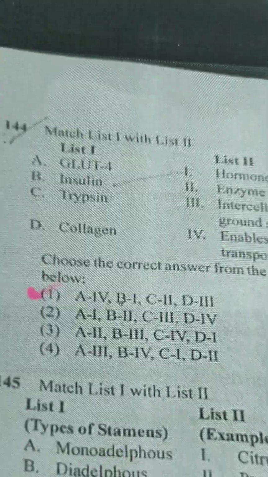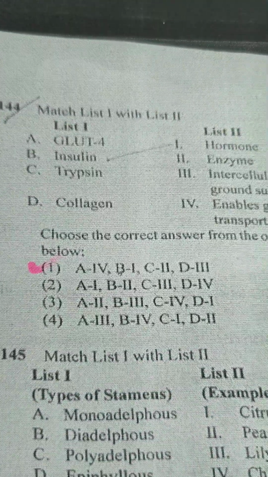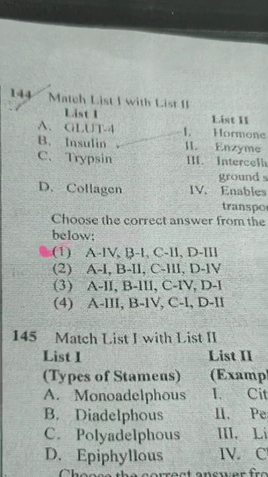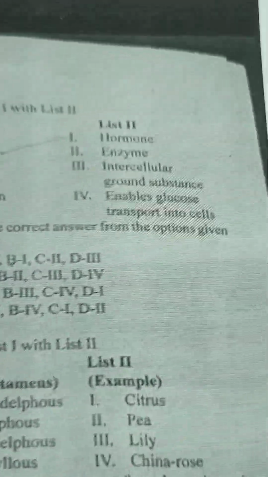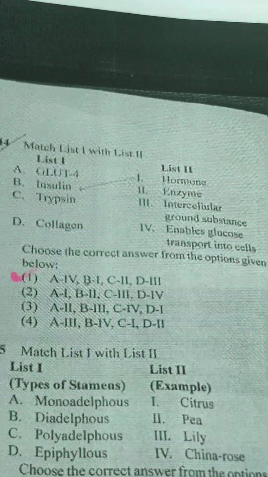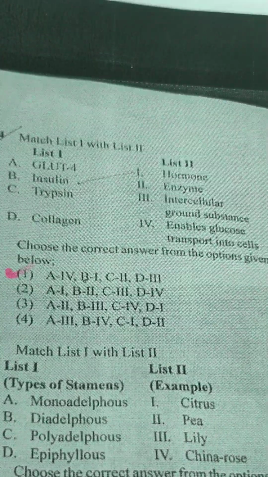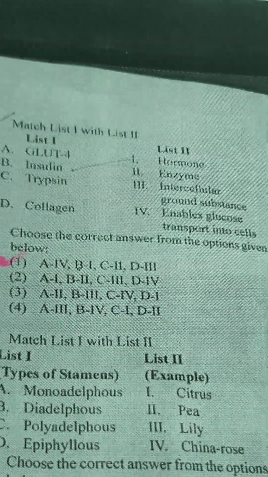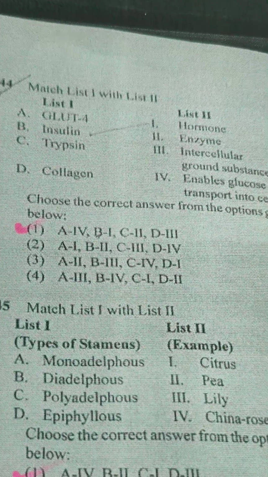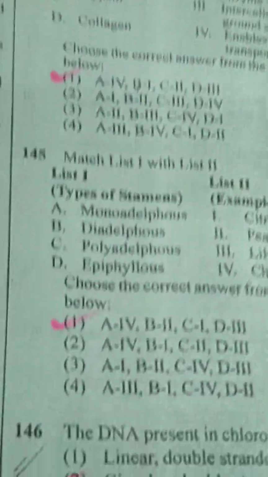Question number 144. List 1, list 2. List 1: A, GLUT4, B, insulin, C, trypsin, D, collagen. List 2: 1, hormone, 2, enzyme, 3, intercellular ground substance, 4, enable glucose transport into cells. Correct answer is 1. A4, B1, C2, D3.